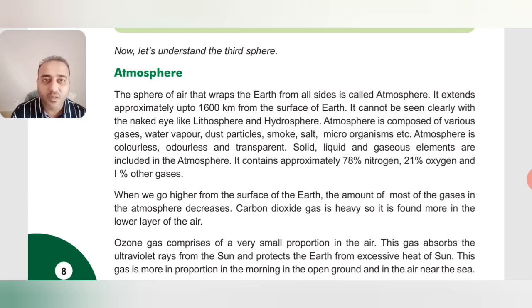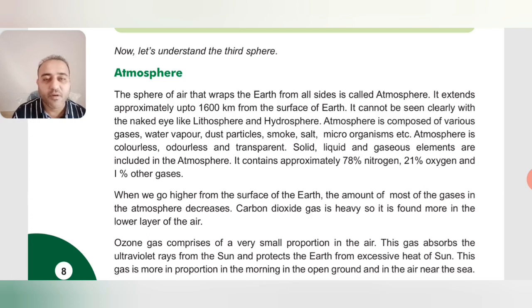So we'll read out the atmosphere. The sphere of air that wraps the earth, wraps means it is covered around the earth, okay, that wraps the earth from all sides is called atmosphere. It extends approximately up to 1600 kilometers from the surface of the earth. It cannot be seen clearly, right?